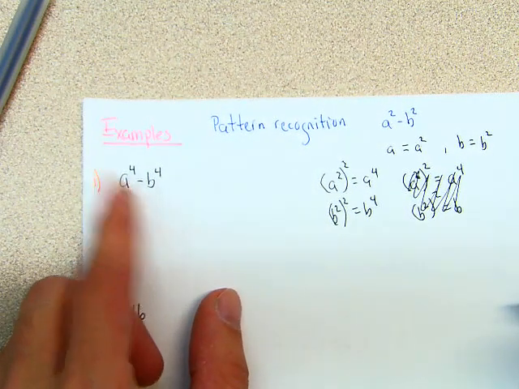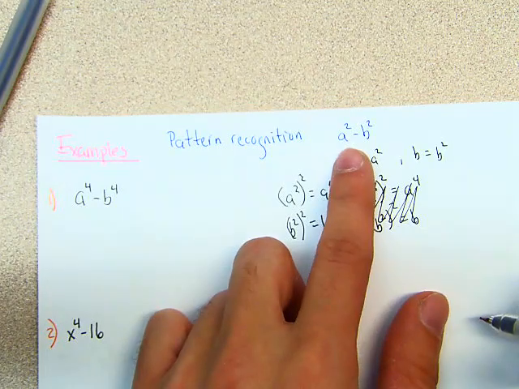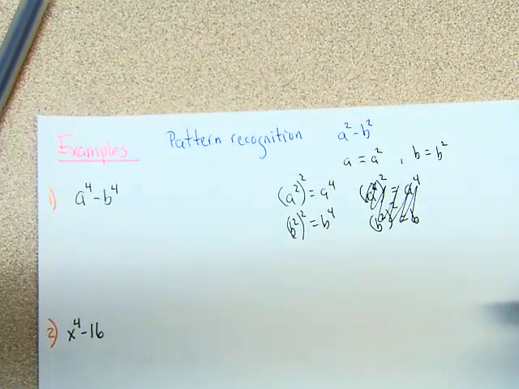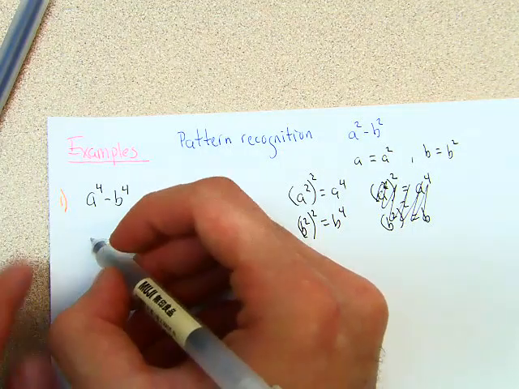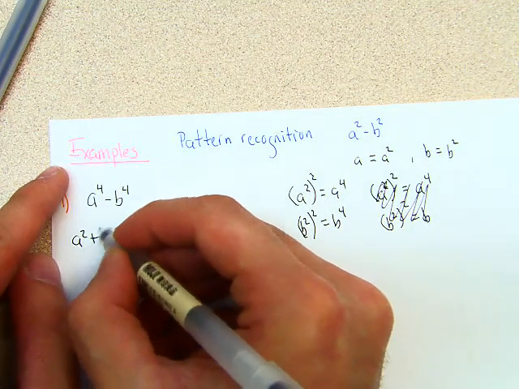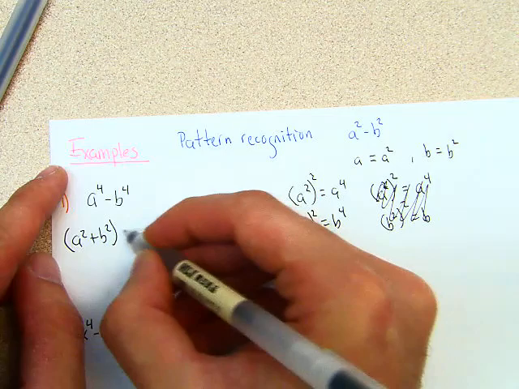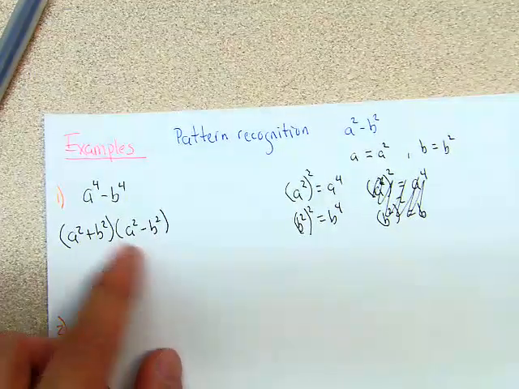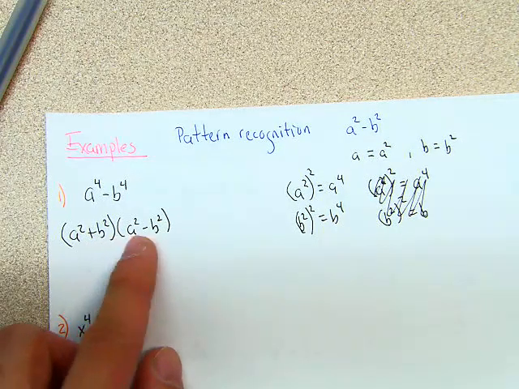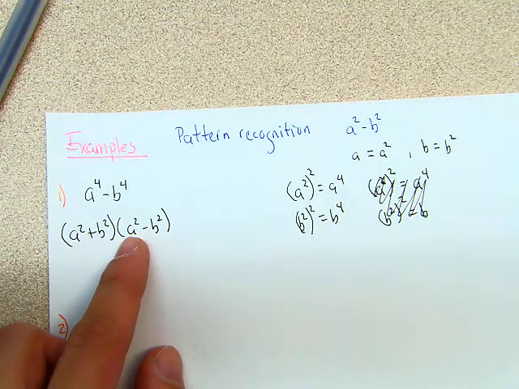So you can break this using that a squared minus b squared pattern. So how would this break? This would break by a squared plus b squared times a squared minus b squared, right? This is the pattern. This is the rhythm that breaks it, okay?